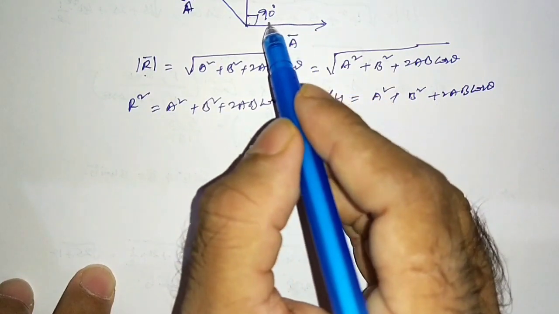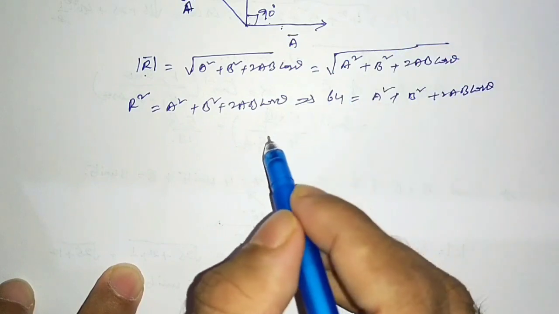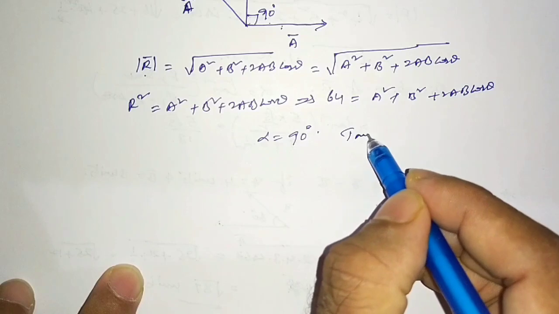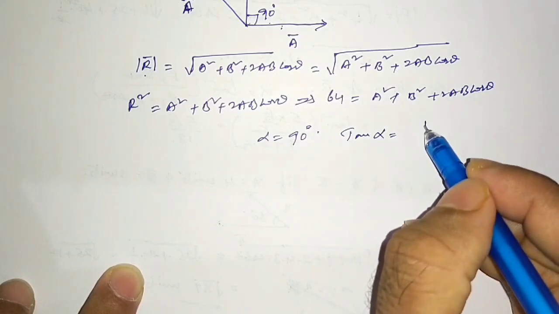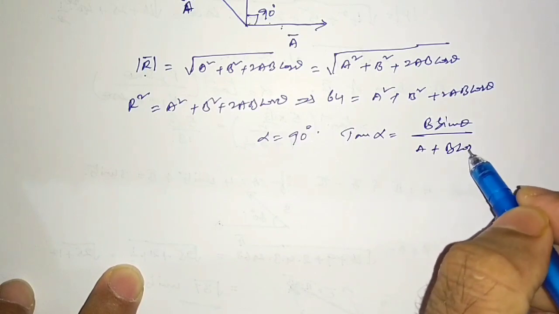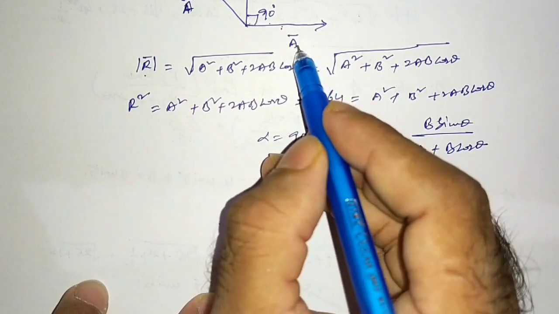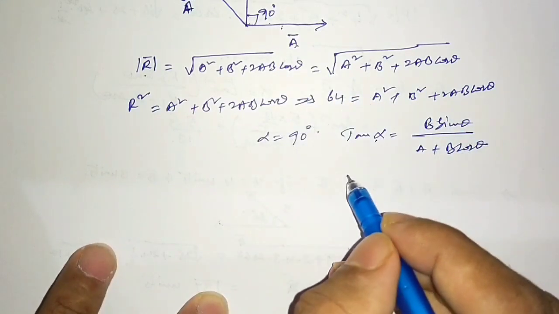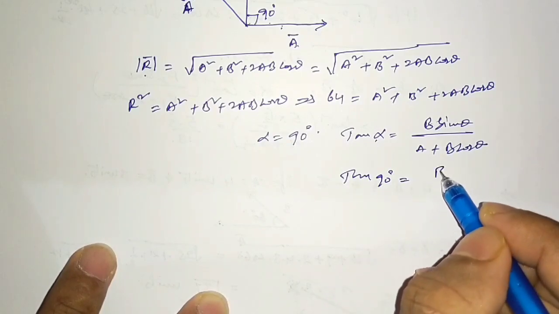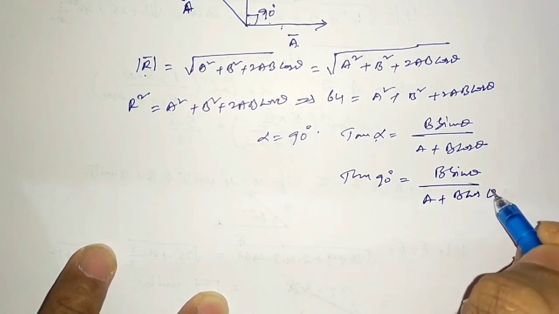Here, the angle made by the resultant vector with a is given as 90 degrees. This is alpha. Alpha is equal to 90 degrees. So we have a formula. What is that? Tan alpha is equal to b sin theta by a plus b cos theta. Remember, this is the angle made by the resultant vector with a, right? That is tan alpha, tan 90 degrees, equal to b sin theta by a plus b cos theta.